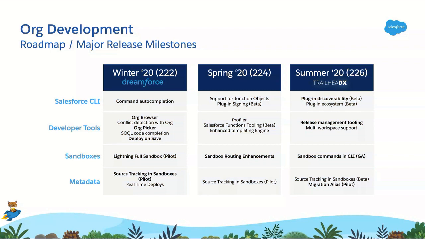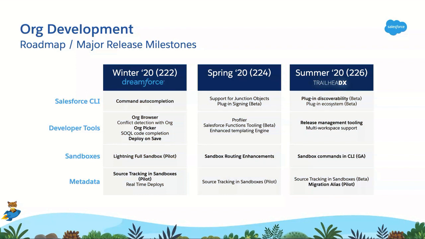We also spoke about the Lightning full sandboxes and source tracking. In the future, we are working on some routing enhancements so that you see better performance from your deploy and retrieve operations. We're trying to find the best instance within Salesforce for your org's needs. So we are able to profile how the different sandboxes look and what size they are, and then find and locate that org on the right instance.